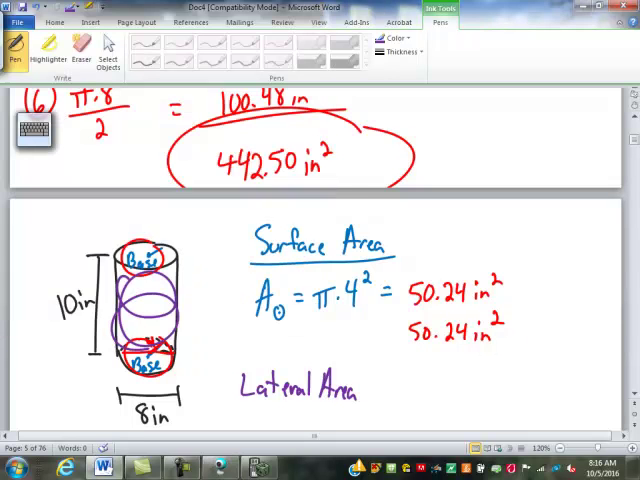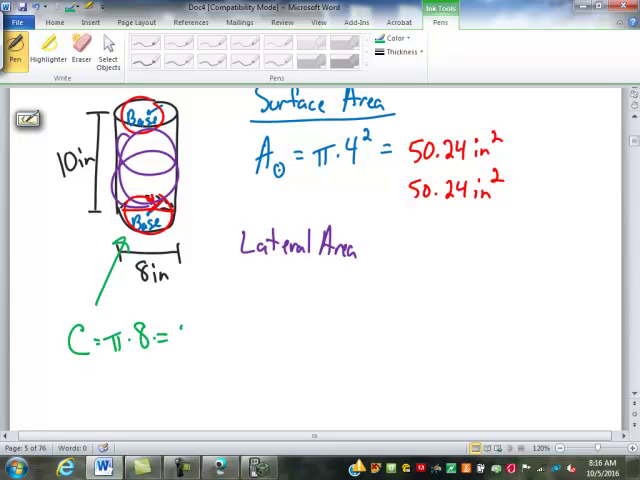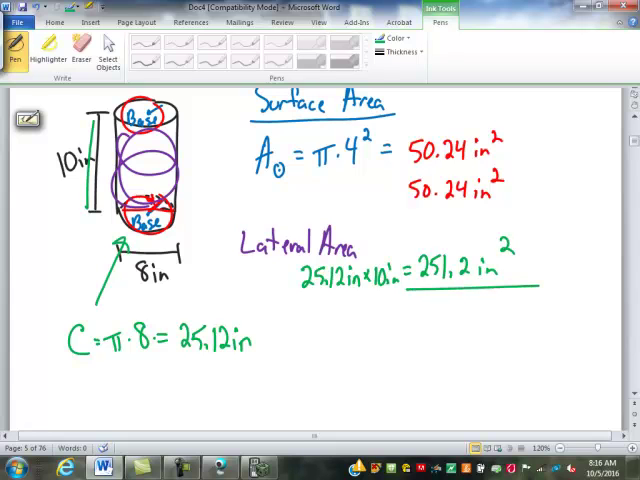So the circumference of my base, the perimeter of my base, in other words, is pi times 8, which is 25.12 inches. So my lateral area is 25.12 inches times my height of 10, which is 251.2 inches squared. I add those up, I get 351.68 inches squared is my surface area of that cylinder.